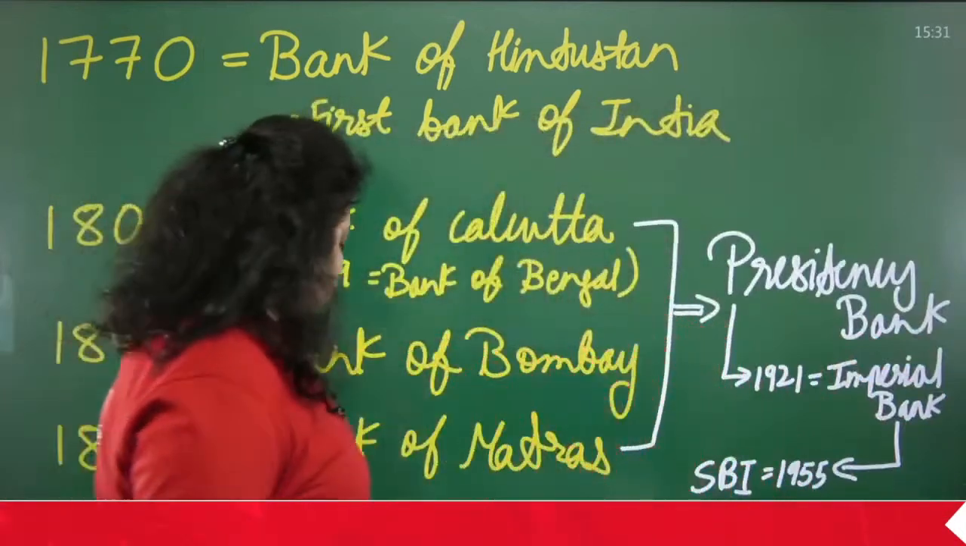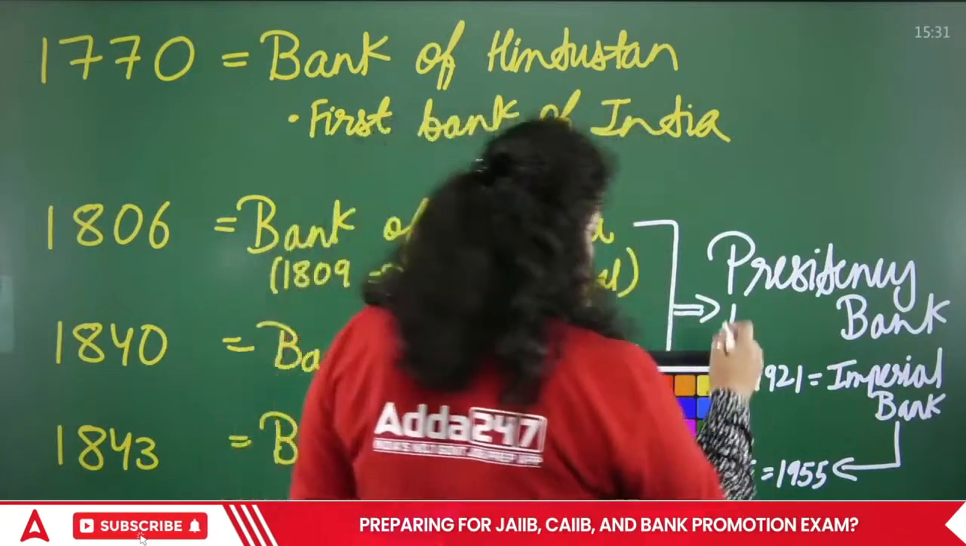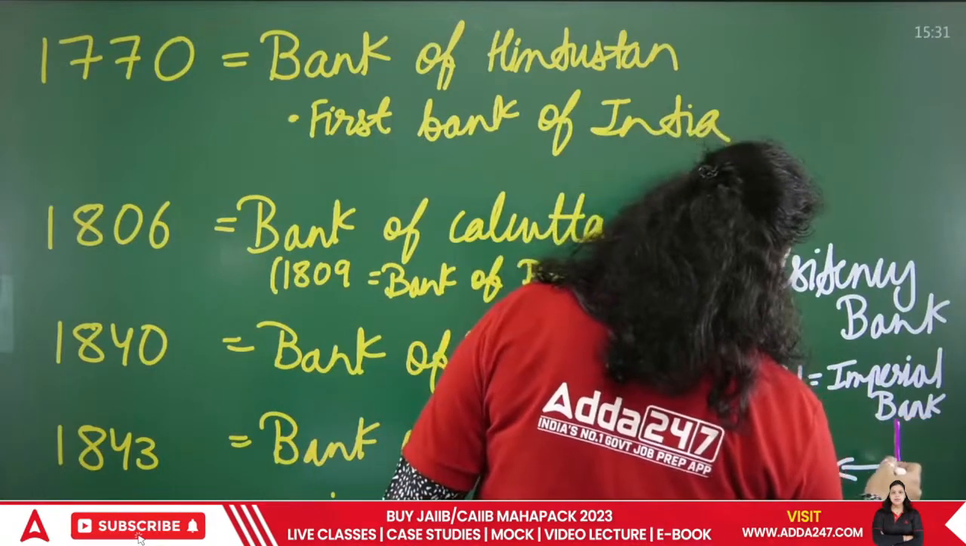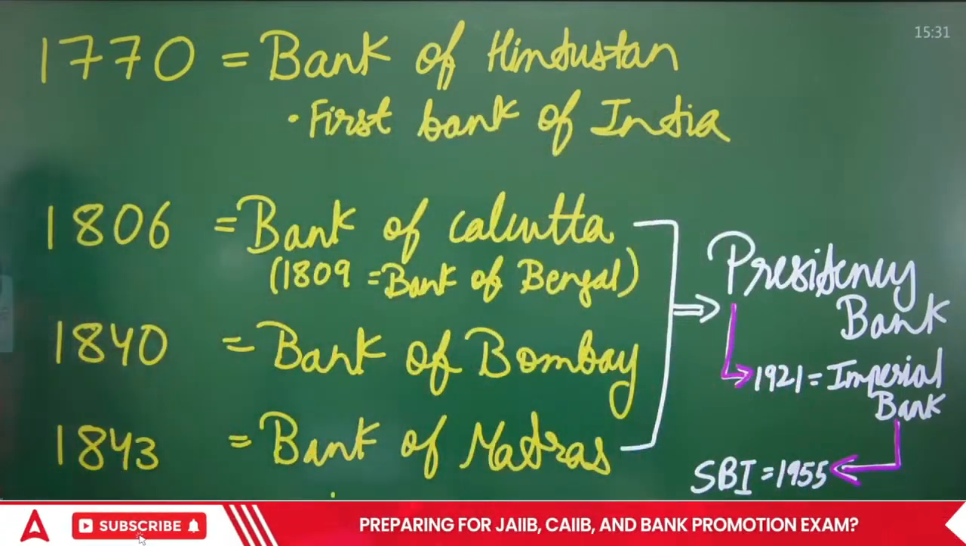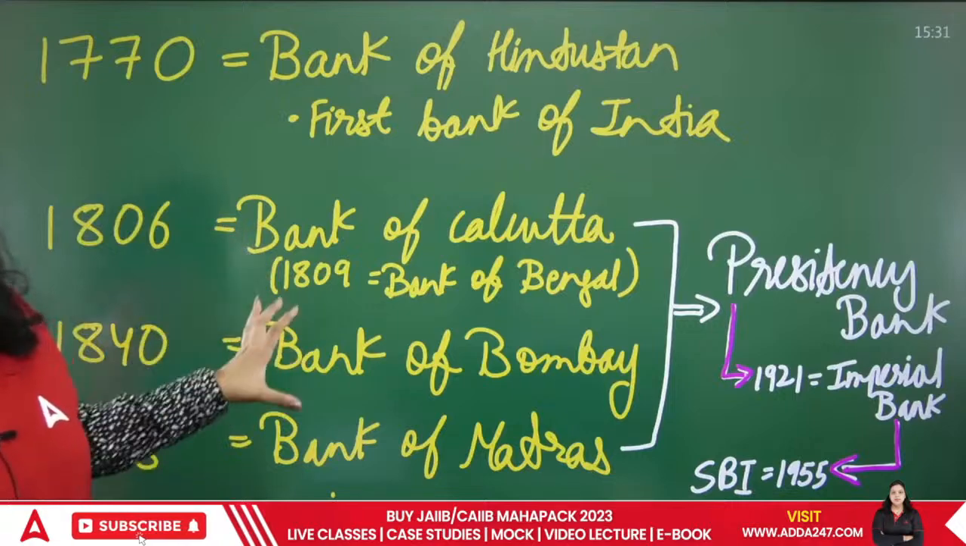So do remember how SBI was established. Earlier we had three Presidency banks, then these three amalgamated and made the Imperial Bank of India. After that, the Imperial Bank of India was converted into SBI. So these are the important banks in history.